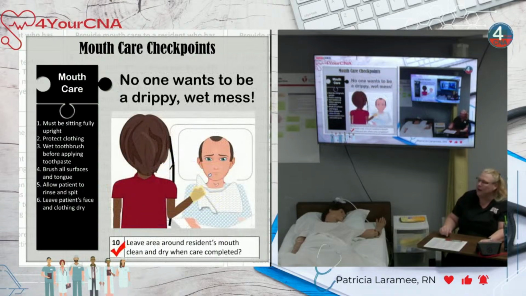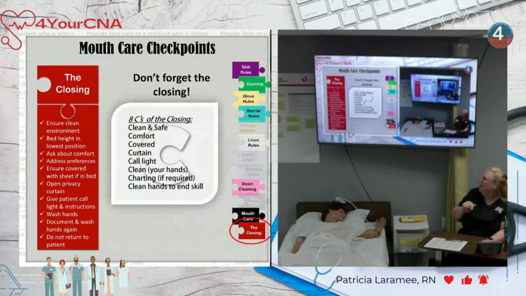We want to leave their mouth dry. This is a step that's missed on the state exam all the time. People forget to dry their mouth off. So they've rinsed, they've spit, and now they're a drippy, wet mess. Well, you go clean stuff. Don't forget to look at your patient. And then you'll do your closing. That's it. That's the whole skill. There's nothing here. It's super easy. But it's a little weird to have somebody else brush your teeth.